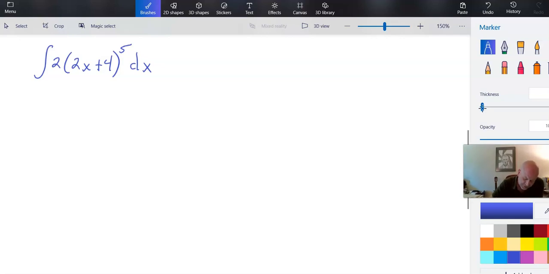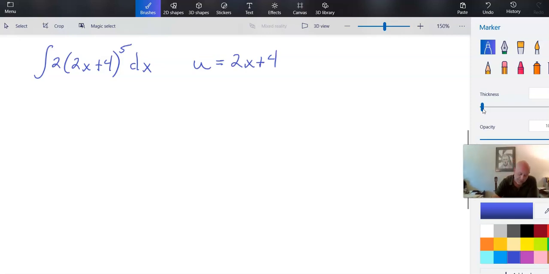We're looking for some kind of a composition. I can see that 2x plus 4 is being composed with the function x to the 5th, because I'm raising it to the 5th power. So you're looking at this a lot like the chain rule. You're looking for some kind of a composition. Our first attempt here, and actually this is going to be the correct attempt, is that u is equal to 2x plus 4.